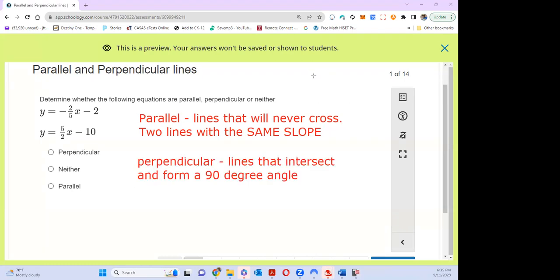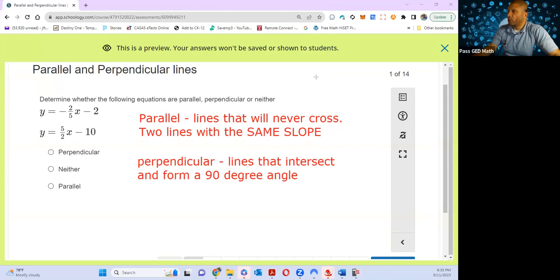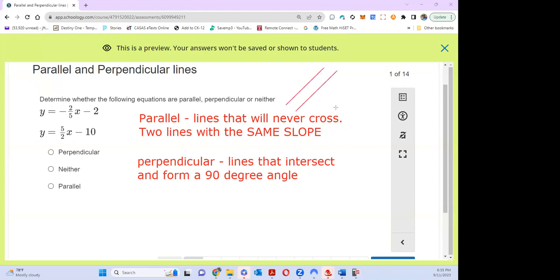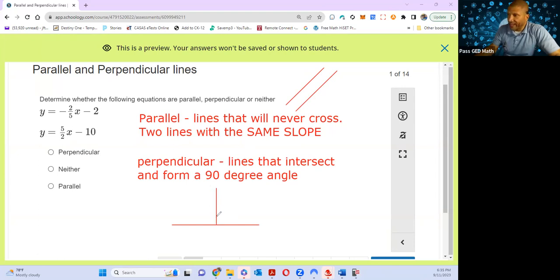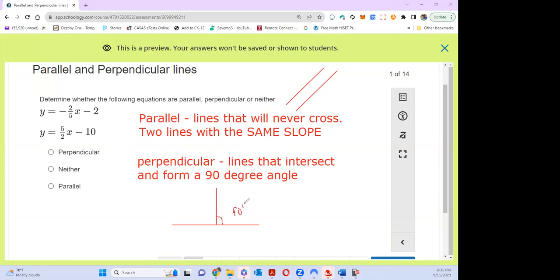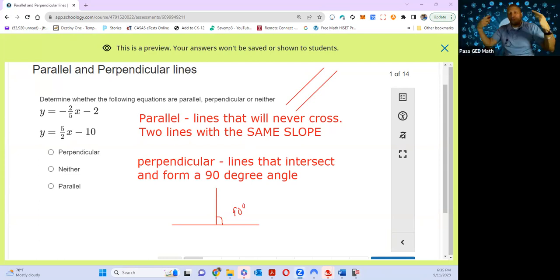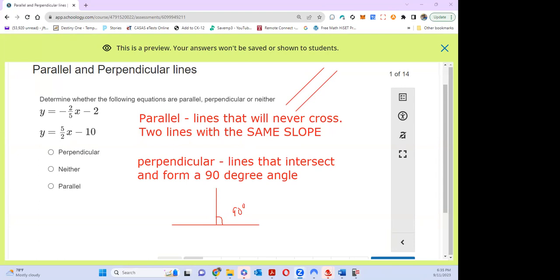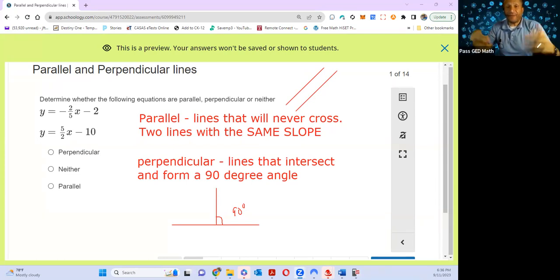So as you said, Daryl, two lines that will never cross will look like that. Yes, two lines that never touch are parallel. Perpendicular lines, when they cross, will form a 90-degree angle. Everybody understand that? Yeah, I understand that. So if you understand that, parallel lines have the same slope, perpendicular lines have the inverse slope, the negative inverse. What do I mean by that?